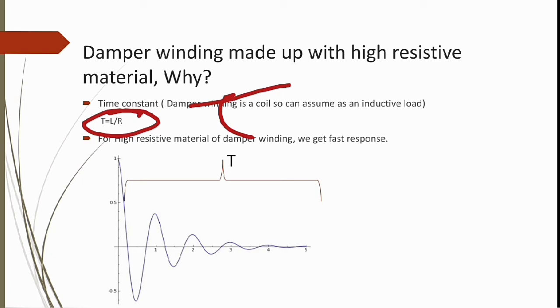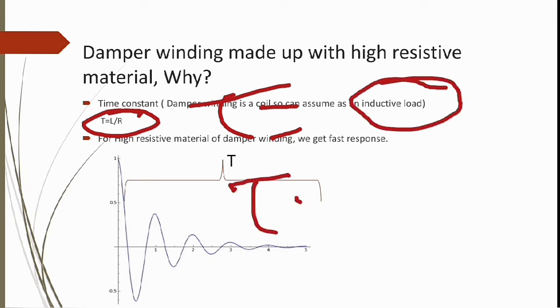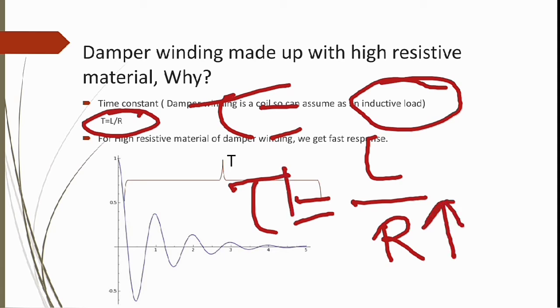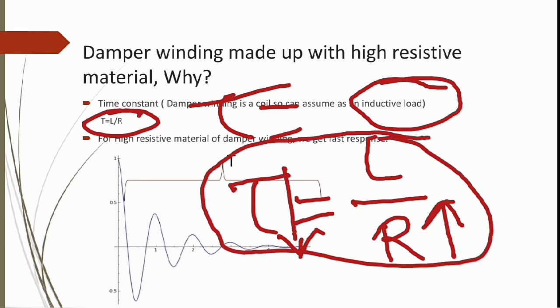Damper winding, or any winding or coil, is just a form of inductive load. So the time constant is equal to L by R, where L is the inductance and R is the resistance. If we increase the resistance, then the time constant automatically decreases. So that's why we use high resistive material for making damper winding.